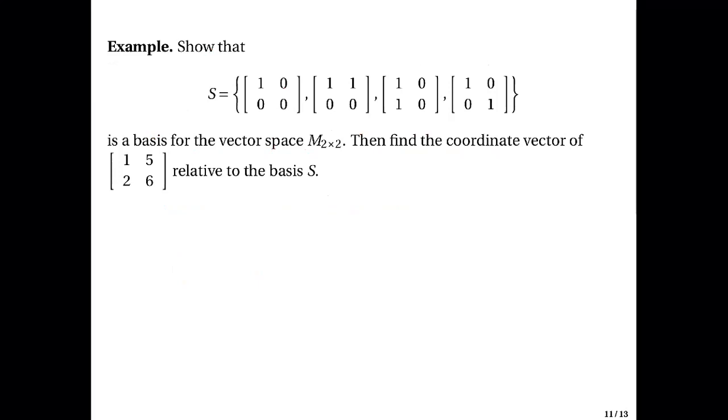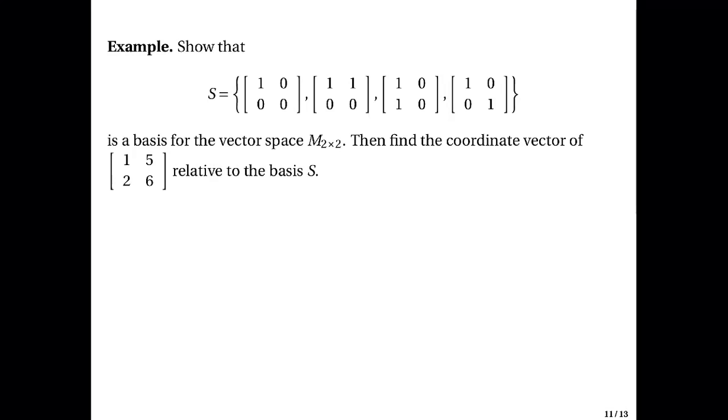So for this problem, we'll do this completely. Show that S here, this is our S, is a basis for the vector space M22. So this is the vector space of 2 by 2 matrices. Then find the coordinate vector of this matrix relative to the basis S. So let us do this completely.